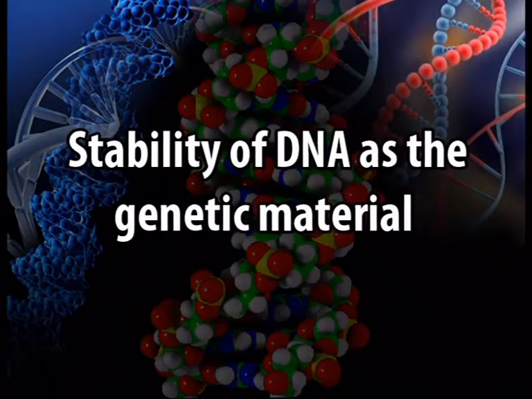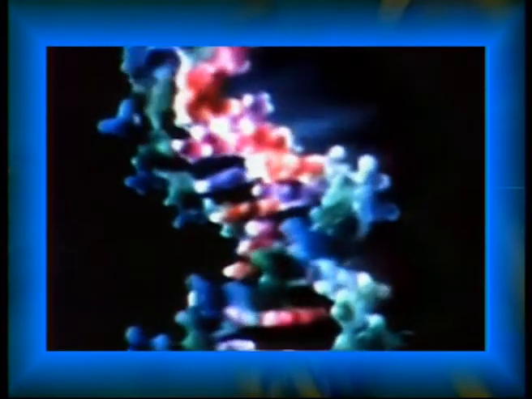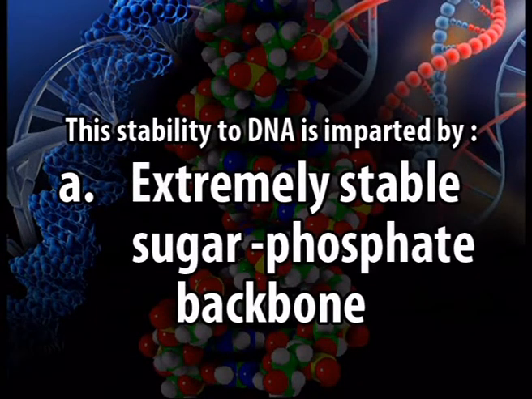A very important factor for DNA to act as an ideal genetic material, you must know, is its stability also. Stability of DNA as a genetic material is important for two reasons. One, for long-lived organisms, it has to last for more than 100 years or even more. And second, the information contained in DNA molecules is passed over succeeding generations for millions of years with only small change. And the stability of DNA is in fact imparted by, number one, an extremely stable sugar-phosphate backbone.